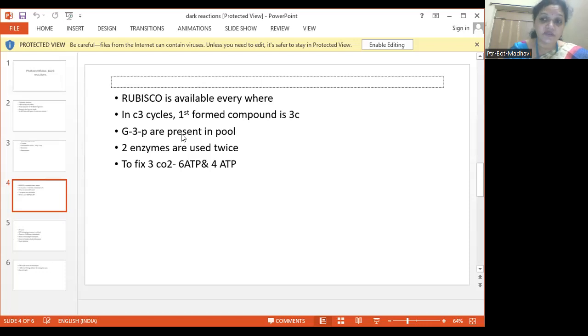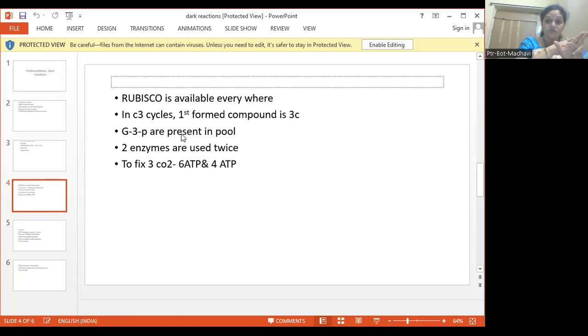And the rest of the 5 out of 12, if one goes, that means 2. Okay, they are present in a pool. In the pool means 6 in a chain. Okay, multiples of 6 will be placed for convenience in the pool of the G3P. So in that first 6 G3P that are present in a row, one will go into the cytosol for the synthesis of the sucrose, otherwise the glucose molecule.